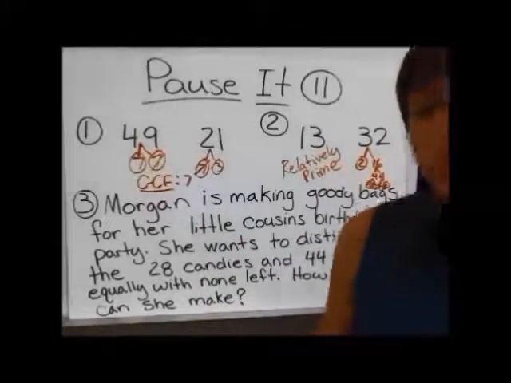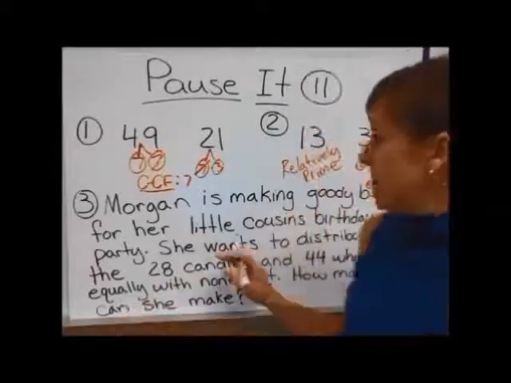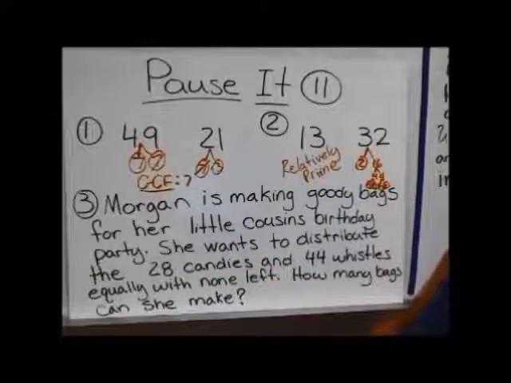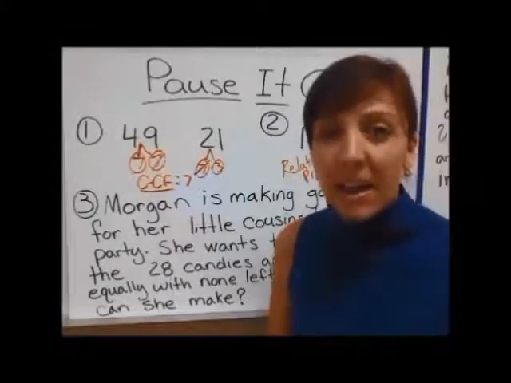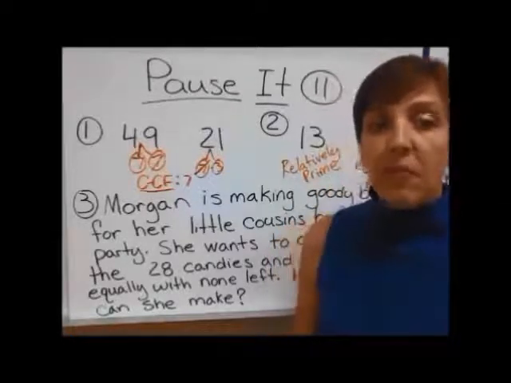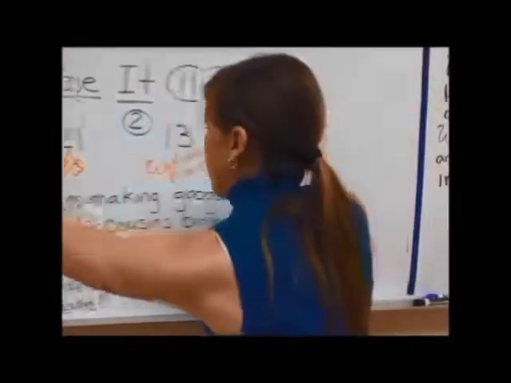All right, we have a word story. Number 3, Morgan is making goodie bags for her little cousin's birthday party. She wants to distribute the 28 candies and 44 whistles equally with none left. How many bags can she make? All right, so we're looking for bags. That means groupings. And we're looking for equal amounts and for nothing to be left over. So we have 28 candies and we have 44 whistles.